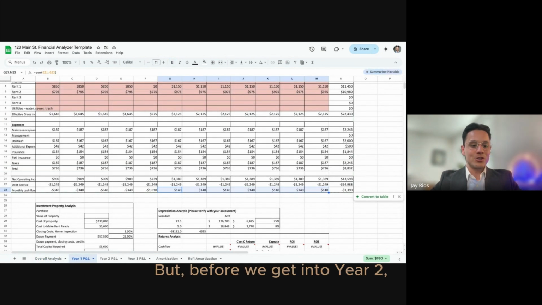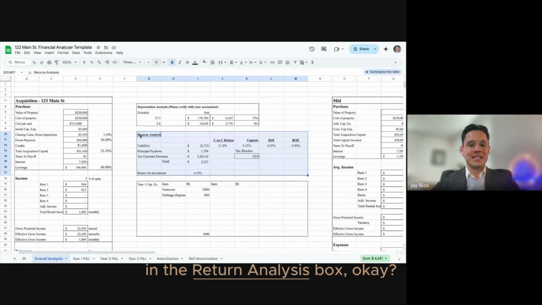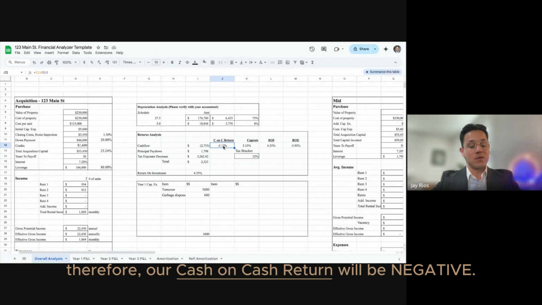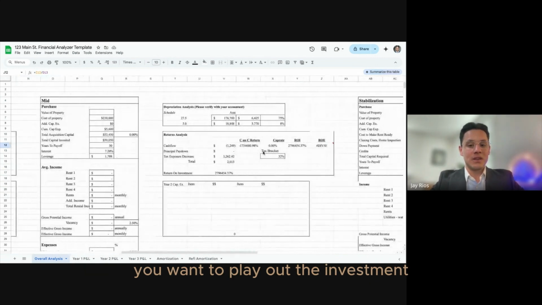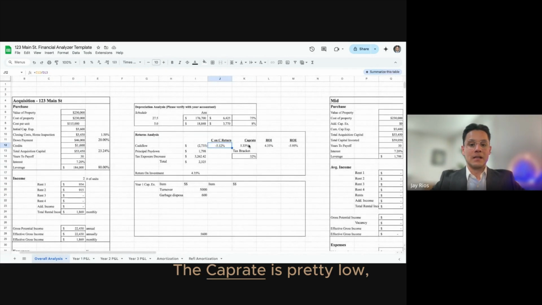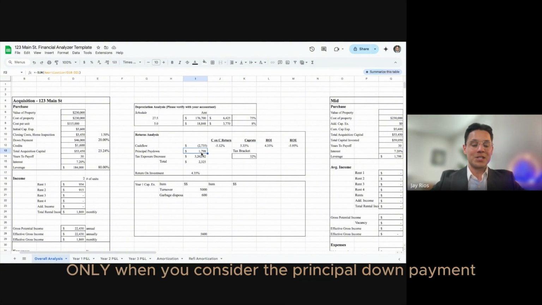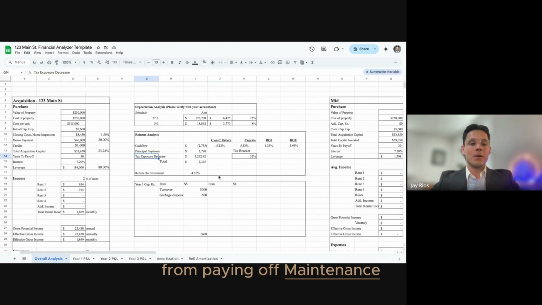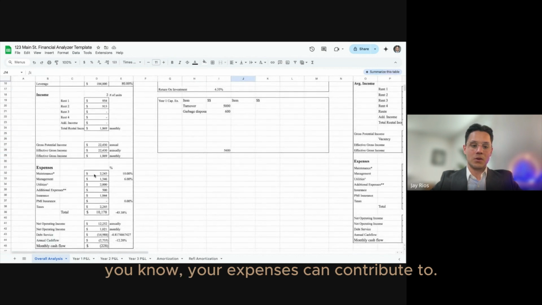But before we get into year two, let's look at some of these numbers that we have in the return analysis box. Okay, as we can see cash flow, it is not cash flowing. Therefore, our cash on cash return will be negative. That is not a horrible thing though. Again, you want to play out the investment throughout its full duration. The cap rate is pretty low. It's at a 5%. Return on investment is 4.3%. Only when you consider the principal down payment equity that you're gaining and then the tax exposure decrease from paying off maintenance and interest and all sorts of other things that your expenses can contribute to.